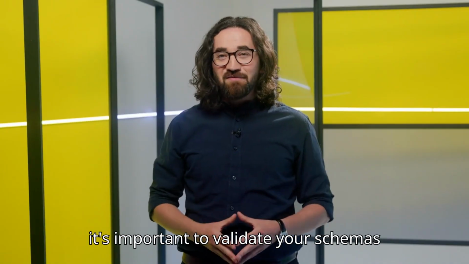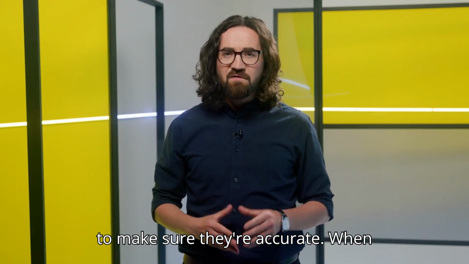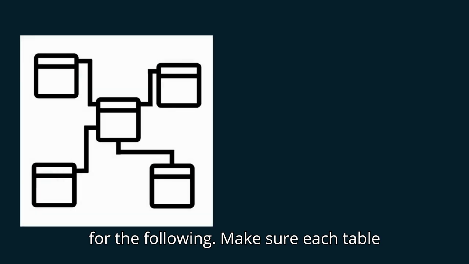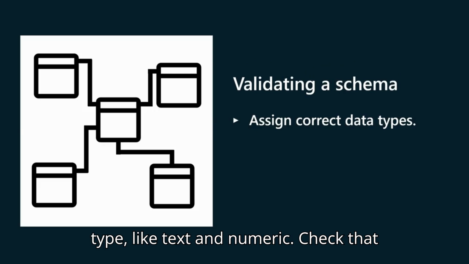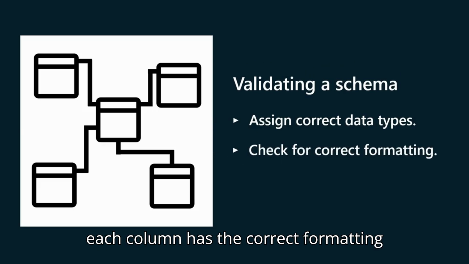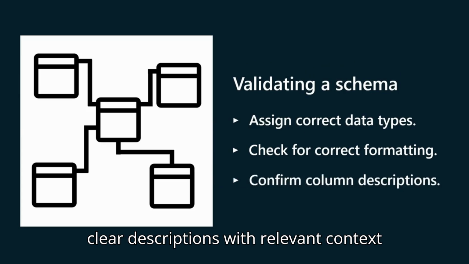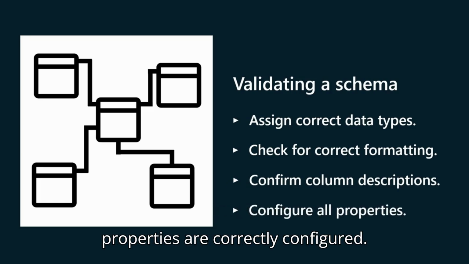Finally, it's important to validate your schemas to make sure they're accurate. When validating a schema, you need to check for the following. Make sure each table column has been assigned the correct data type, like text and numeric. Check that each column has the correct formatting applied. Confirm that all columns have clear descriptions with relevant context, and make sure all table and column properties are correctly configured.